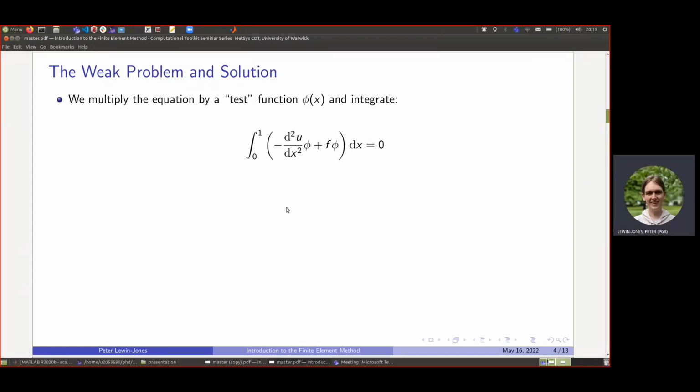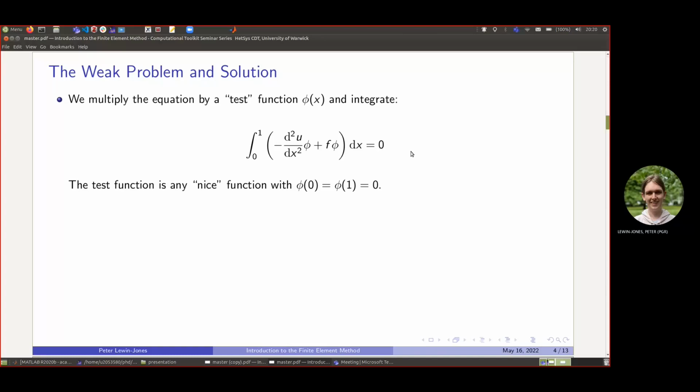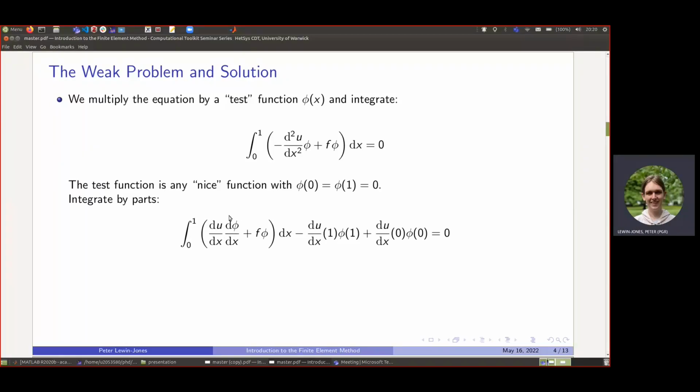Okay, so what do we mean by the weak version of a problem and the weak solution? Well, we start by integrating our differential equation after we've multiplied it by what we call a test function. A test function is any sufficiently nice, again, function, which is 0 on the boundary of the domain. If we now integrate by parts, we will now get a derivative of the test function appearing. We will lose one of the derivatives on u, and we'll use the condition that our test function is 0 on the boundary to remove these extra terms.